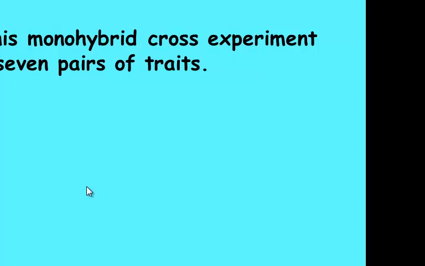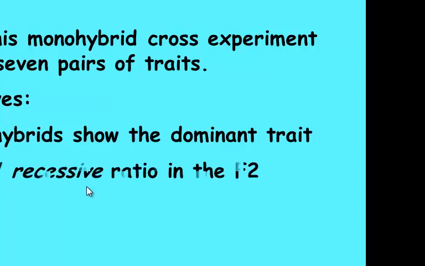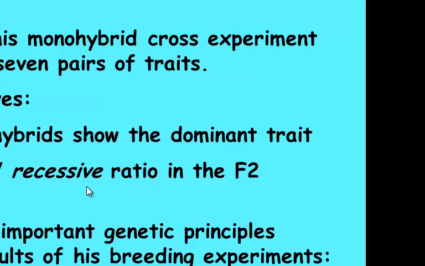So he came up with a couple principles, and he did repeat his cross experiments for all of the 7 pairs of traits. He always observed 100% of the F1s showed the dominant trait, and there was a 3-to-1 dominant to recessive ratio in the F2s. And so he used that to understand some basic principles, and these principles are something that we'll go over in some detail. The law of dominance, law of segregation.